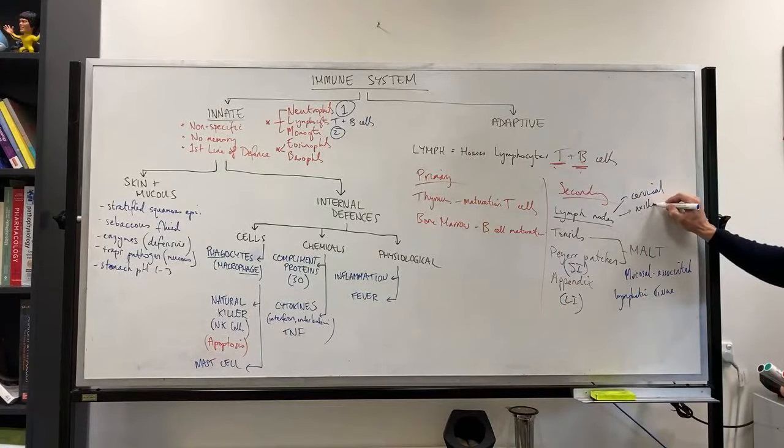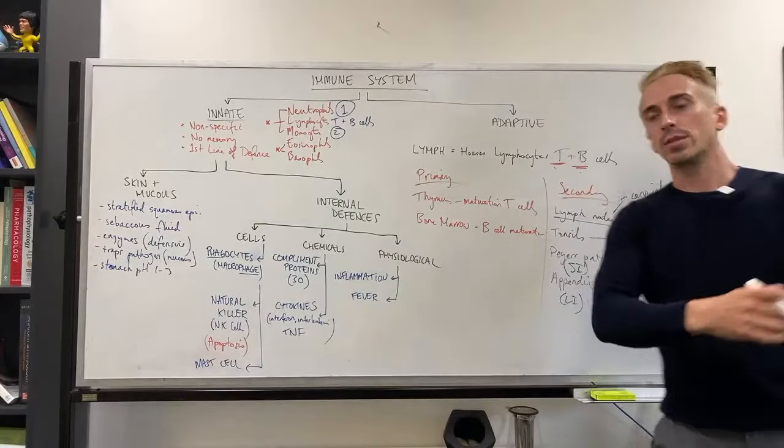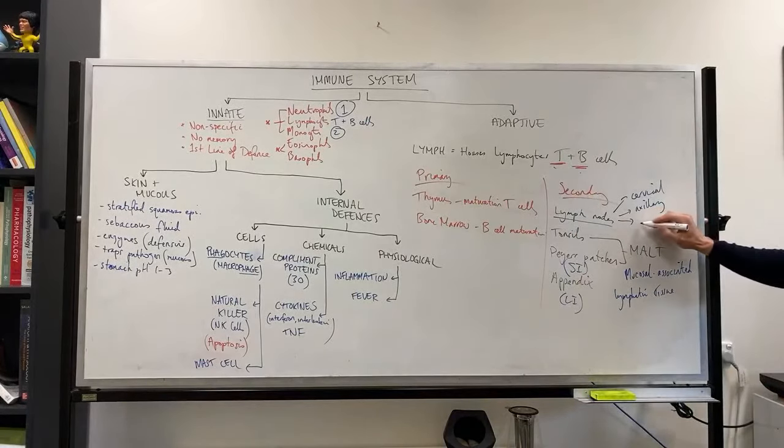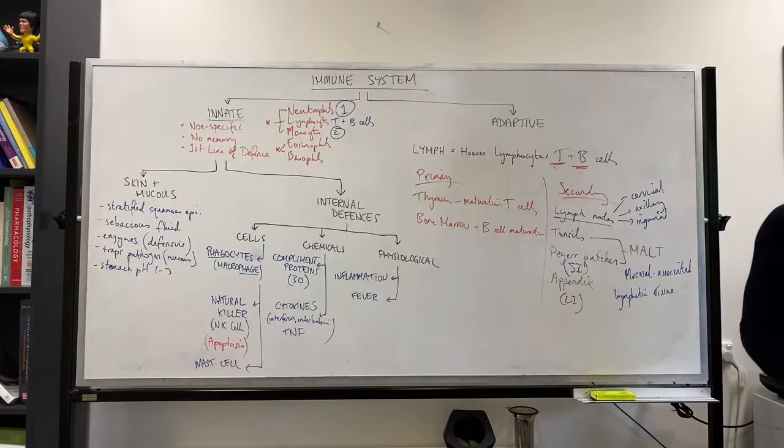Axillary, which is under the arms, and inguinal. They're the major regions of lymph nodes, okay? And like I said, tonsils, back of the throat, Peyer's patches, small intestines, appendix, large intestines.